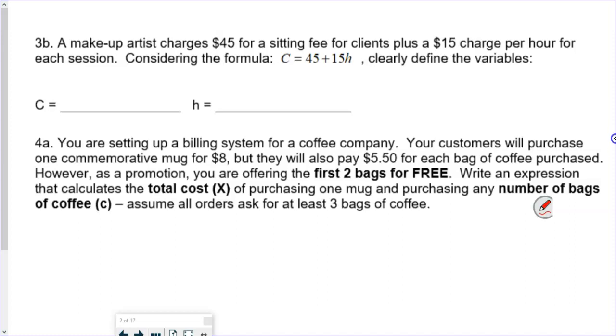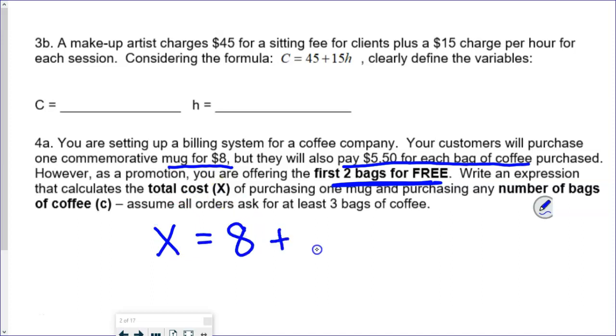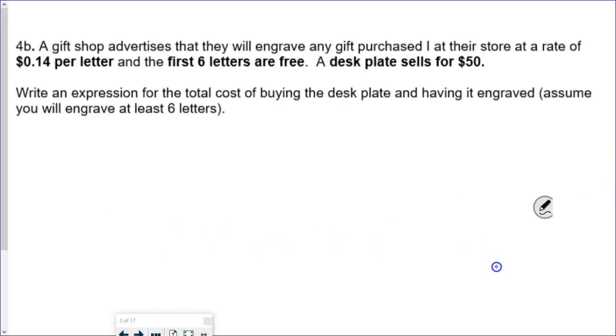Remember last time we saw this question, you guys got to choose between two people's, like two teams, and this time I want you to write the equation yourself, or the expression yourself. So commemorative mug, you have to buy that for $8, and then you're also going to pay $5.50 for each bag of coffee. But you get 2 bags for free. So using the variables they set up, where the total cost, X, is found by buying the mug, $8, and then $5.50, but this is where the catch is. You don't have to pay for 2 bags of coffee. So instead of saying C for bags of coffee, it's C, but then minus 2, because you get 2 of them for free. So that section is going to be a repeat.